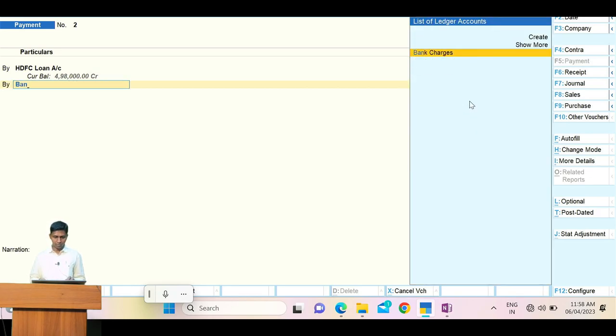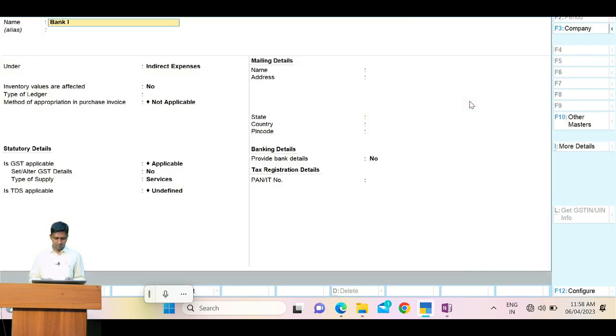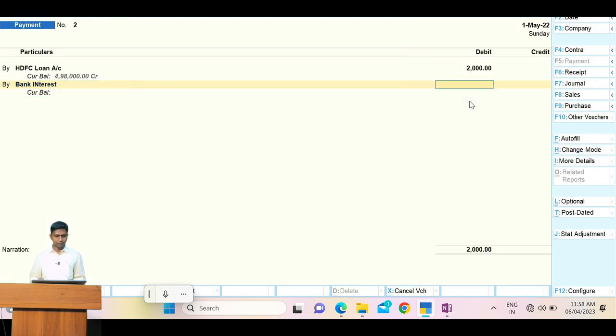Therefore, you should say here bank interest, but that bank interest is not there. Create that bank interest, indirect expenses, you know. And then how much interest? 13,000 rupees interest. This is the first EMI. Therefore, you will find more interest and less principal. Towards the maturity, you will find more principal and less interest here.